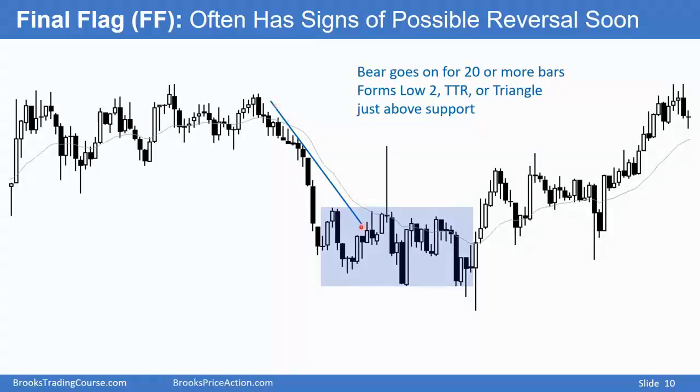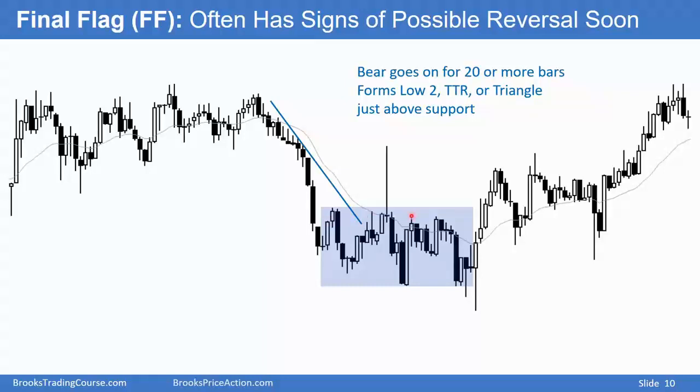Bear trend, pretty good break above the top of the trend line. The trend lasted 20 or more bars. We have a low 2 here, low 1, low 2. You can also call this a double top bear flag, and that is also a low 2 short. So some kind of a horizontal range after the bear trend has gone on for 20 or more bars. It's a halting of the selling. The bulls are becoming balanced. They're becoming as strong as the bears.